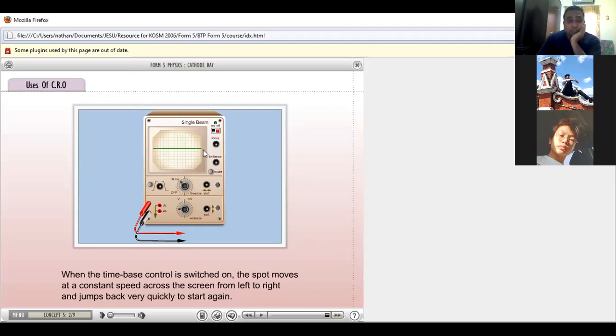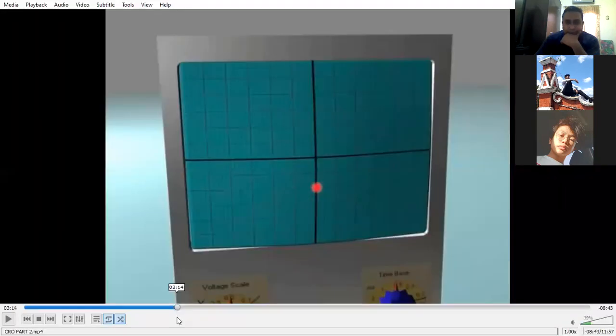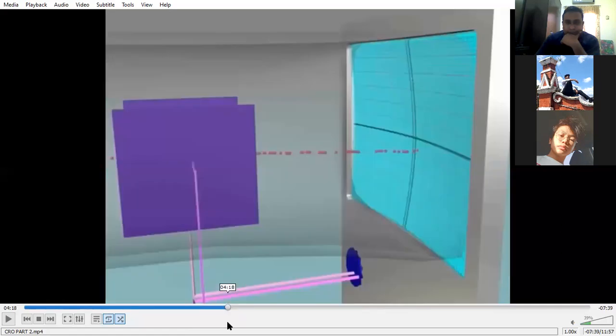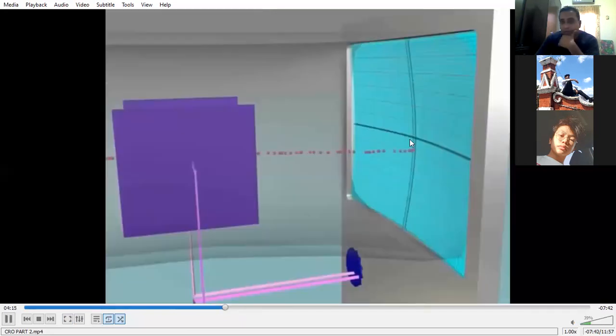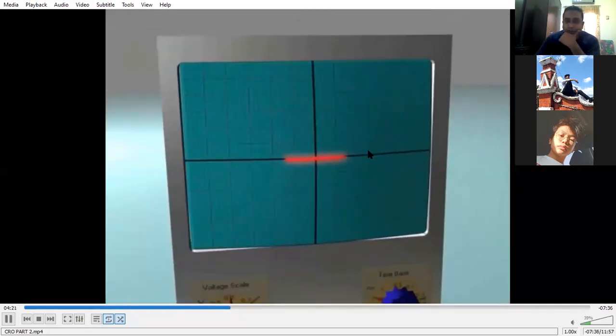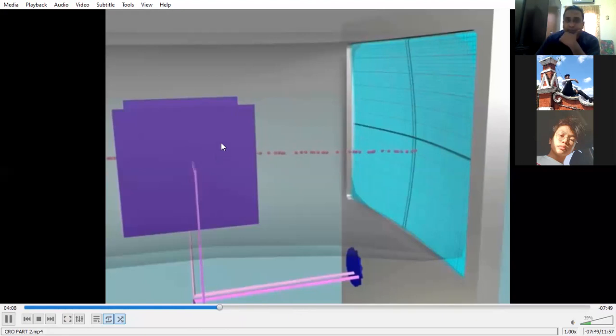Okay. So you see one horizontal line. That means your time base is on. So dia akan bergetar kiri kanan kiri kanan. When you on the time base, kamu dapati dia akan bergetar kiri kanan. That's why I see one horizontal line like this. During this time you don't connect the Y input to anything. Ini maksudnya time base on lah.